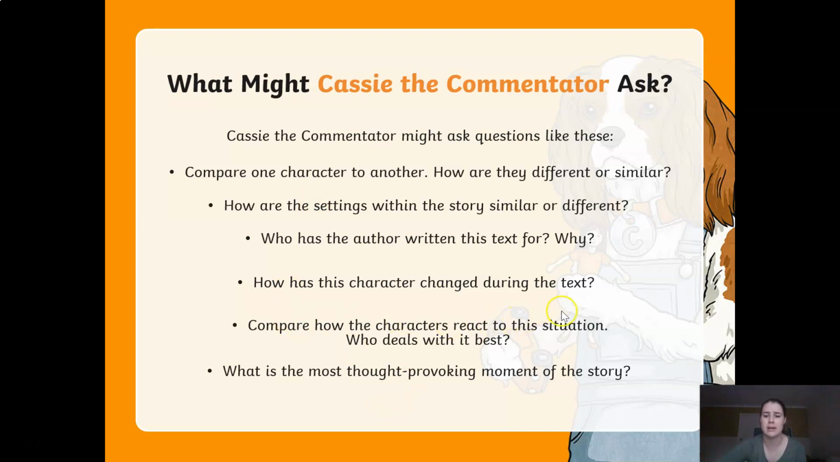Compare how the characters react to this situation, who deals with it best. So again, that's your point. Well, who is it that reacts to it the best? What's the comparison between those characters? What is the most thought-provoking moment of the story? So that might be asking you for an opinion part of the story.